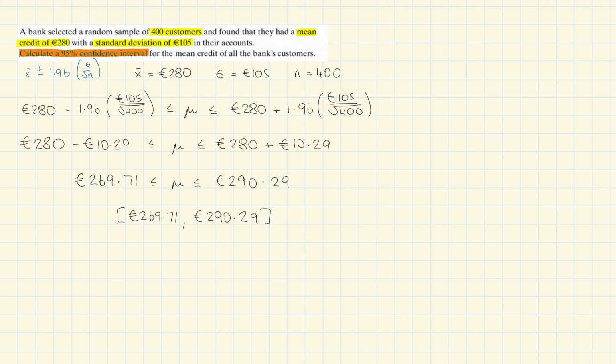So what they've done here is they've given us a sample from the bank. We don't know how many customers in total are in the bank, but what we have figured out is based on that sample for the entire bank, that the mean value of the credit should lie between 269.71 and 290.29 euro. Okay, and that's us done.